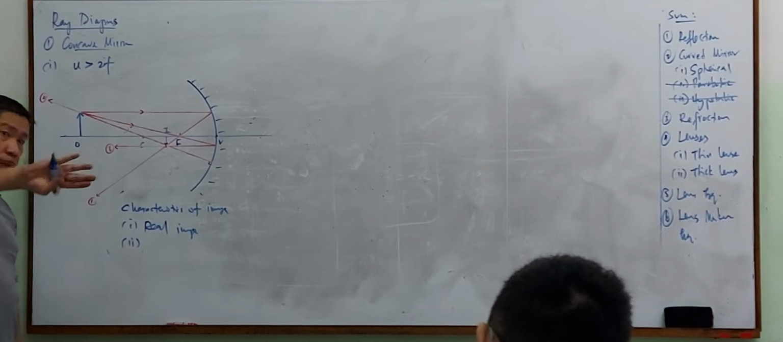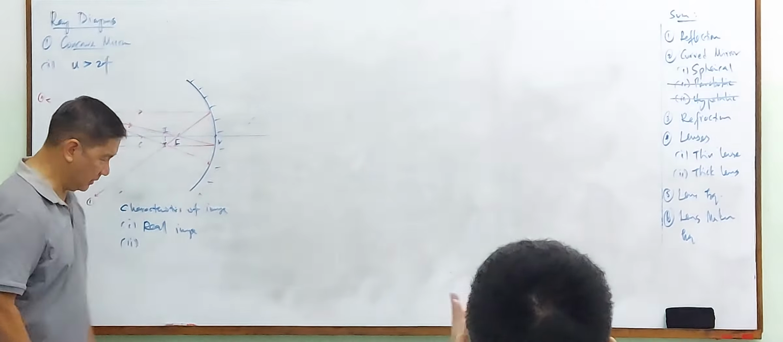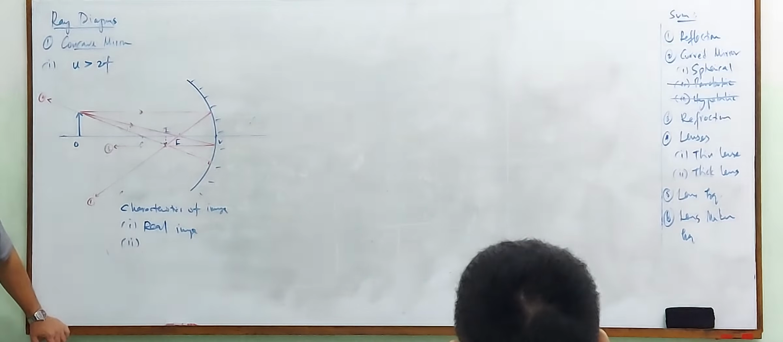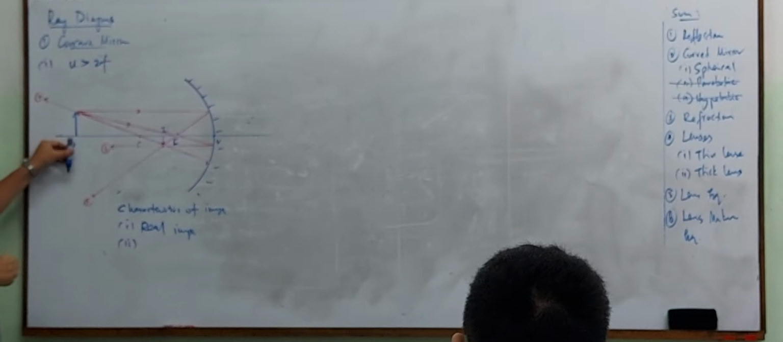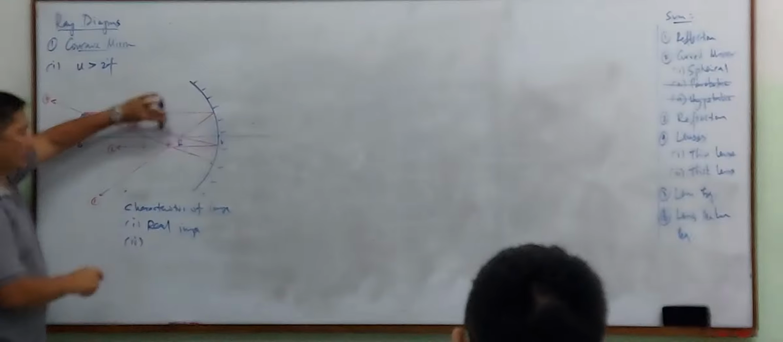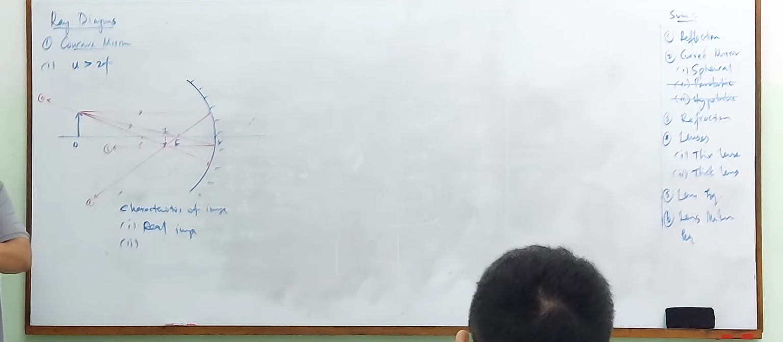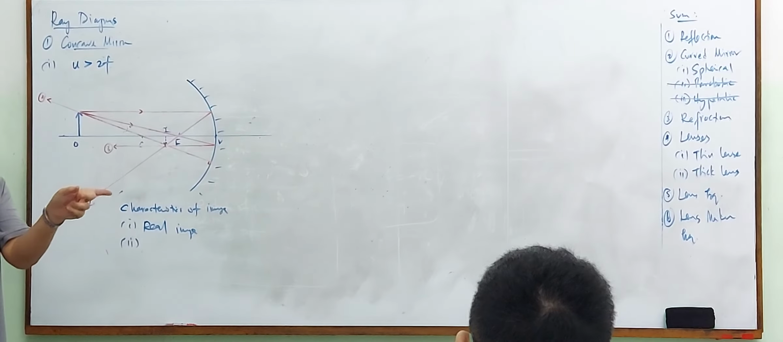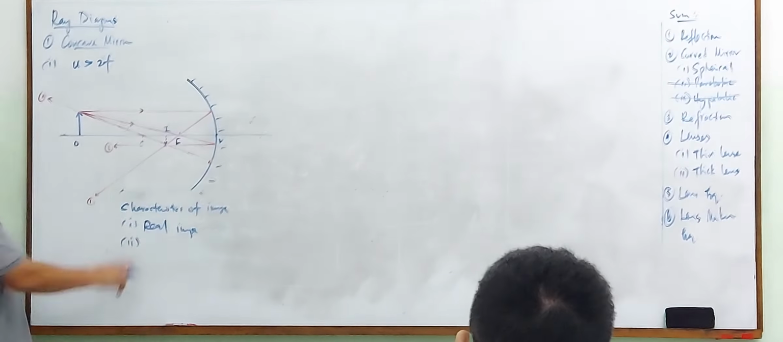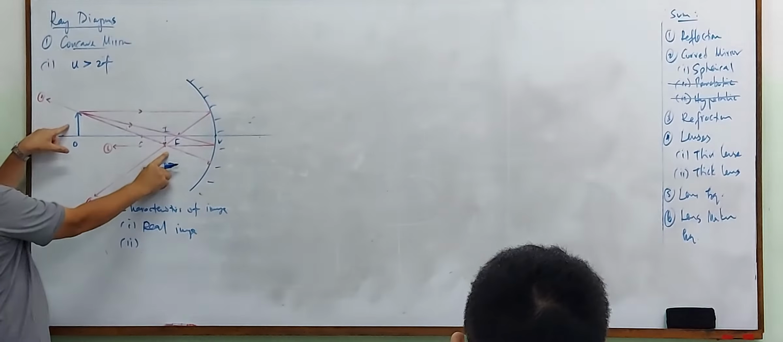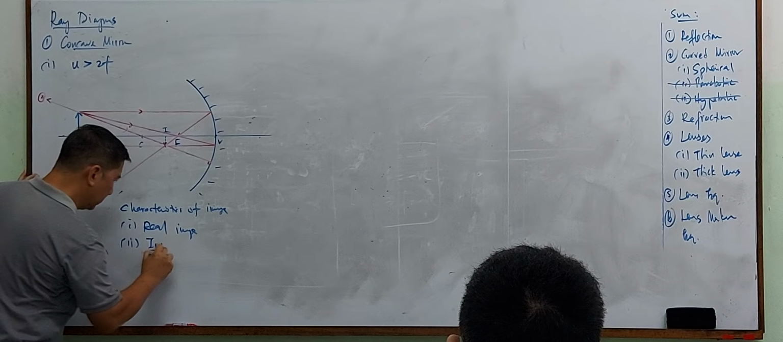Number 2, inverted. Sometimes students will use upside down. No, don't use upside down. If I put my object here, your image is going to be here, right? So how do you call that? It's not upside down, right? So don't use the word upside down, call it inverted. Inverted, I mean, it is in the opposite direction compared to the original object. So this one is upside down compared to this one. So we call it inverted.